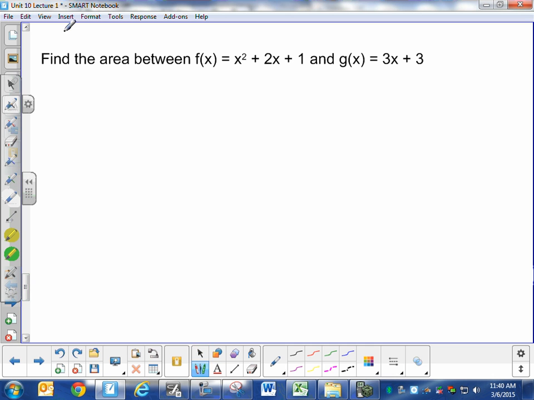Okay, again, for this one, set up your integral to find the area between F and G. And you're going to set up your integral without an absolute value. Because you're not lazy.